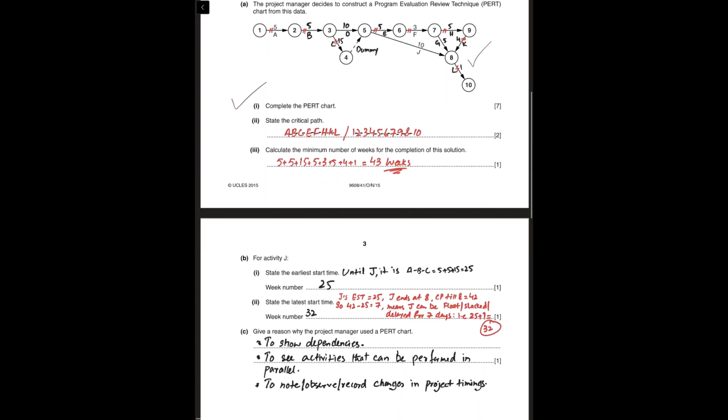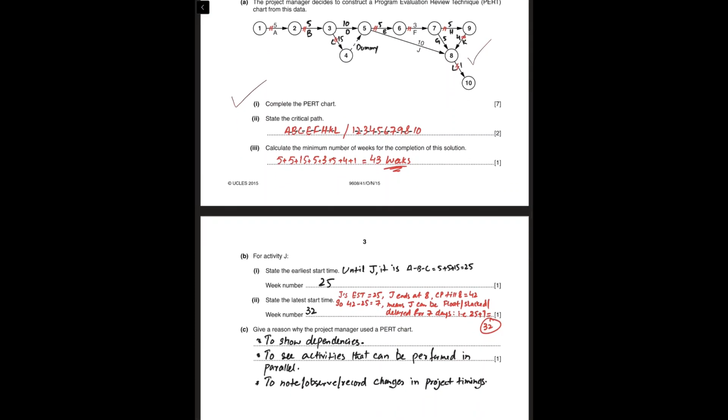Now, activity J, how many weeks do we need to start activity J, which is the earliest start time of activity J? So activity J is starting here. Now 5 plus 5 plus 15, we count the time on the critical path, that is 5 plus 5 10 plus 15 25. So the earliest start time for J is 25 weeks.